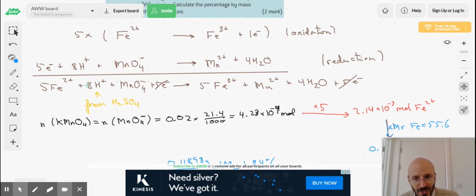You see the protons that you need, they are coming from sulfuric acid. That's what you need sulfuric acid for.